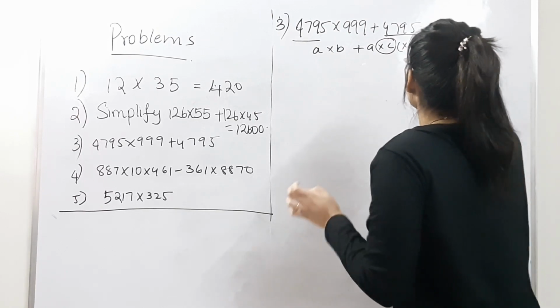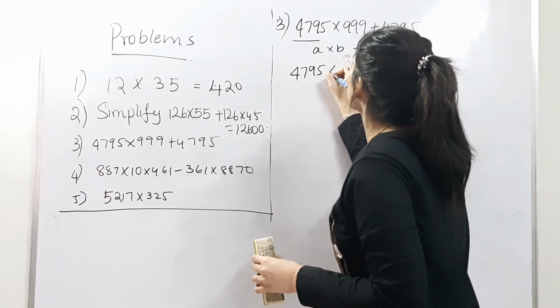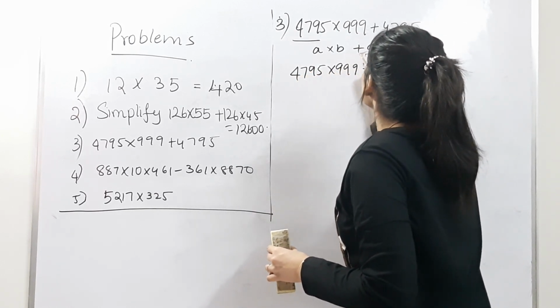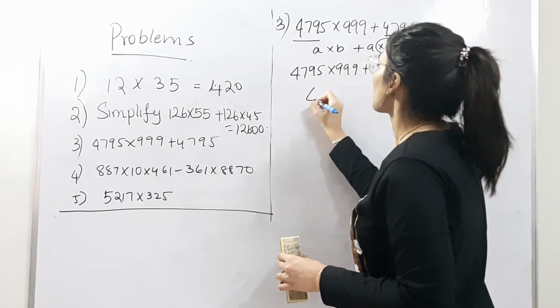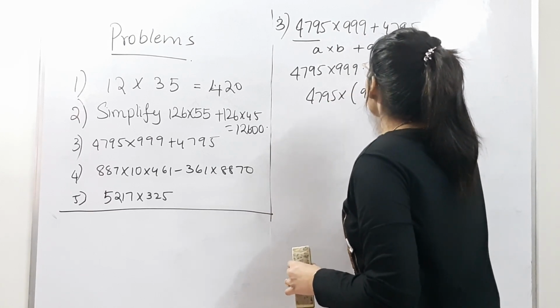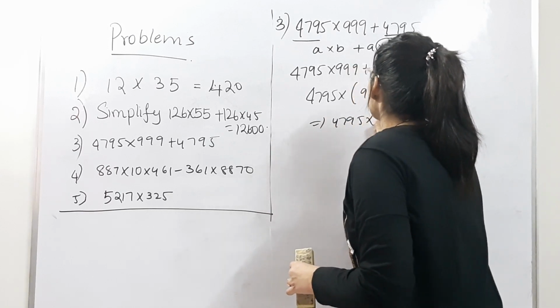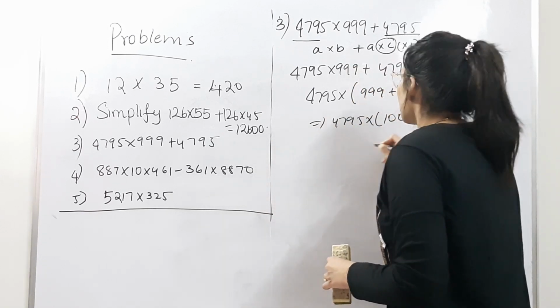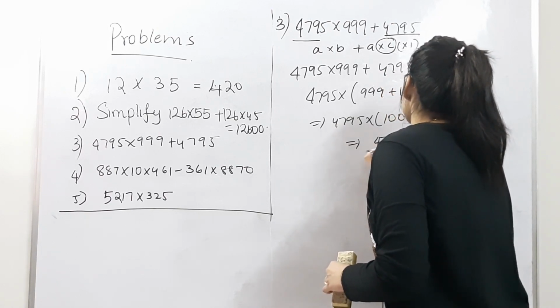So, what we will do now is, we can write this as 4795 into 999 plus 4795 into 1. So, here take 4795 as common and then you write 999 plus 1. This is nothing but 4795 into 999 plus 1, which is 1000. So, it is nothing but 4795000.